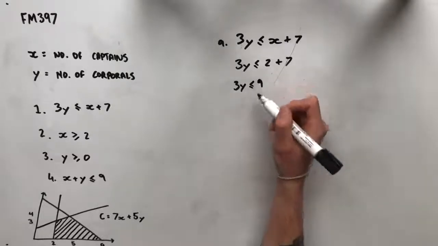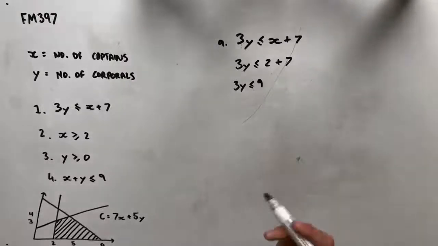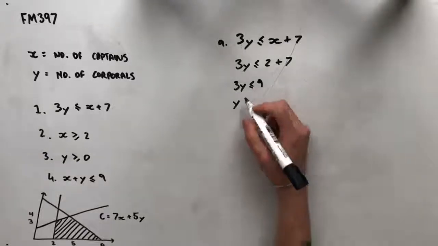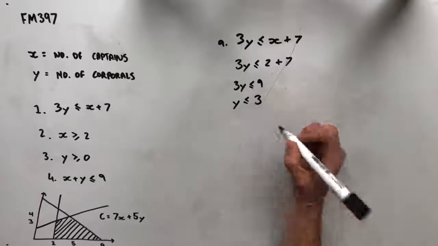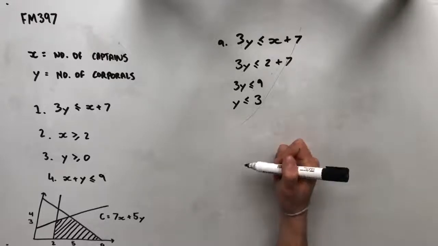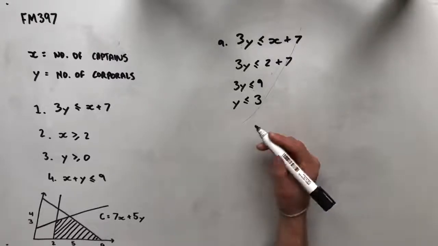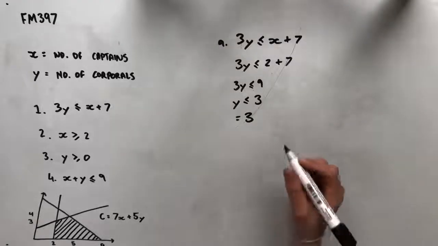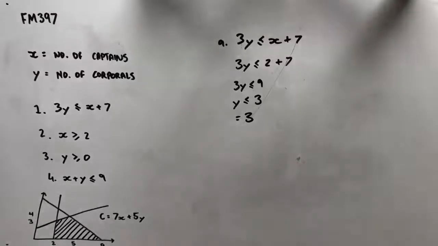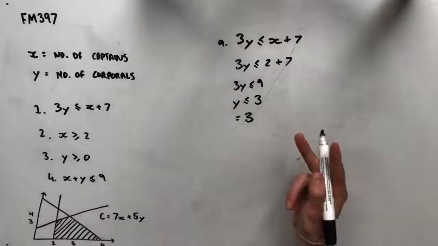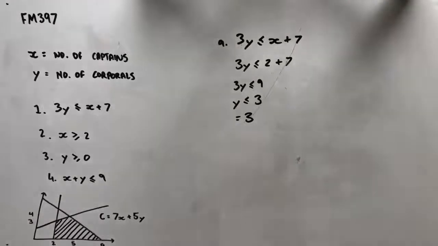So we're treating the less than or equal sign just like we would an equal sign. So what we should end up with, if we divide both sides here by 3, is the number of corporals should be less than or equal to 3. So what is the maximum number of corporals required? 3, because of this or equal to. So if it was just y is less than 3, then the maximum of course would be 2. But since we've got this less than or equal to 3, our maximum becomes 3.